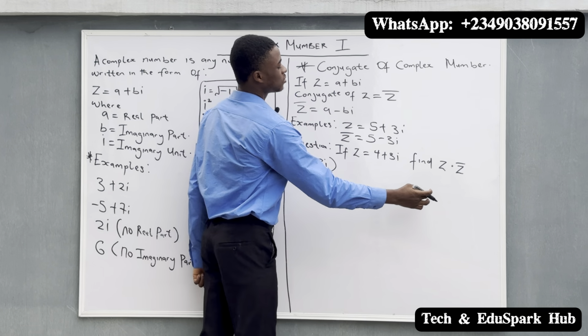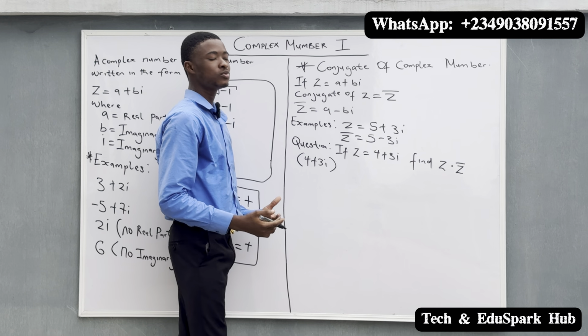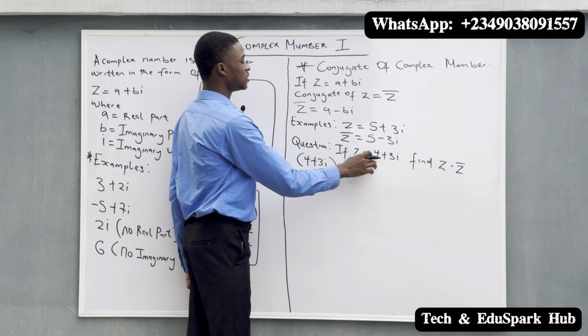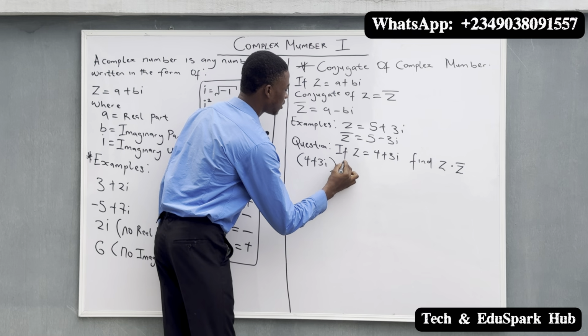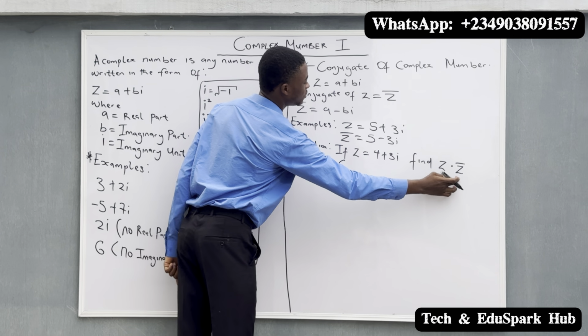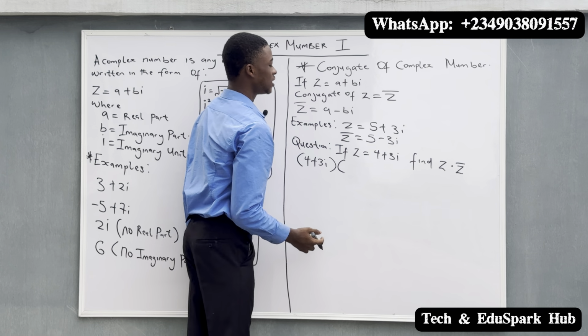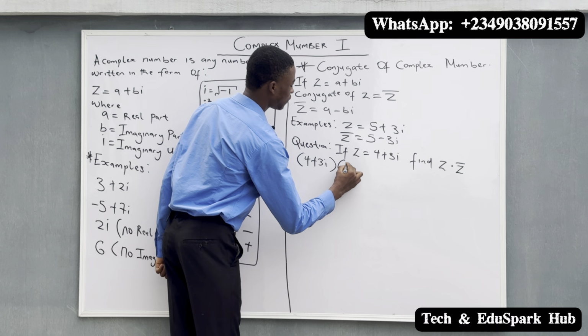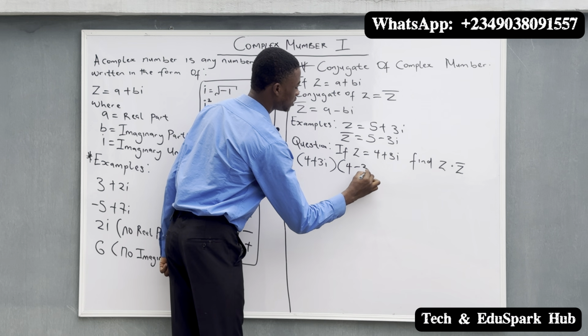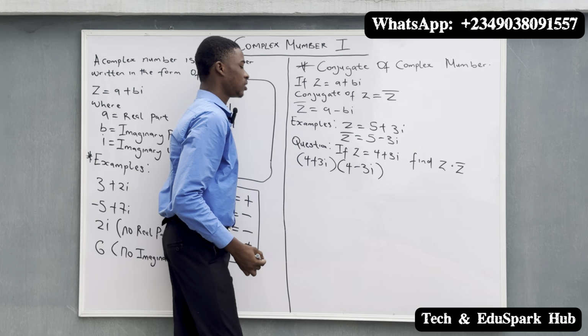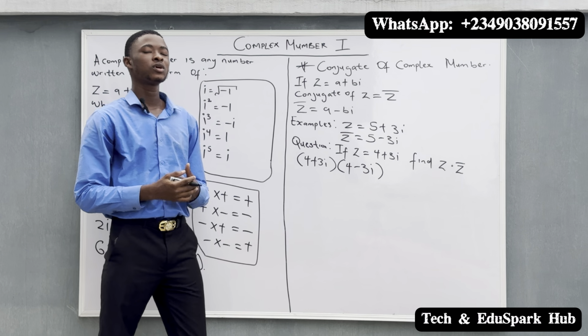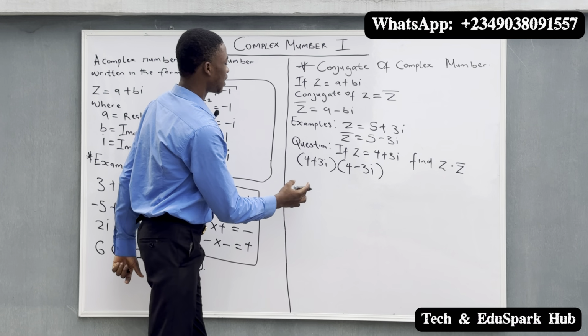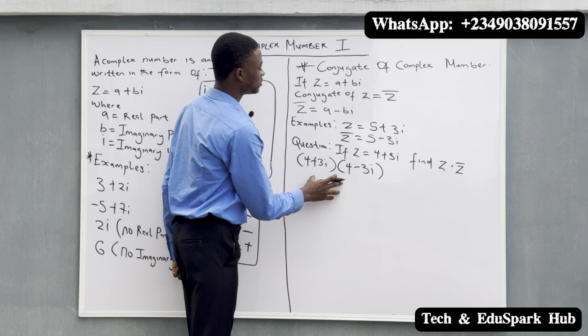And how can we find the conjugate of Z? We said it's just as simple as interchanging the sign in between the complex number. So we can have another bracket by putting the conjugate of Z, which is the multiplication that we are asked to find. So the conjugate of Z will be given as 4 minus 3I. So this is a way we can solve questions of this type, and we can just solve for that by doing our normal algebraic multiplication.